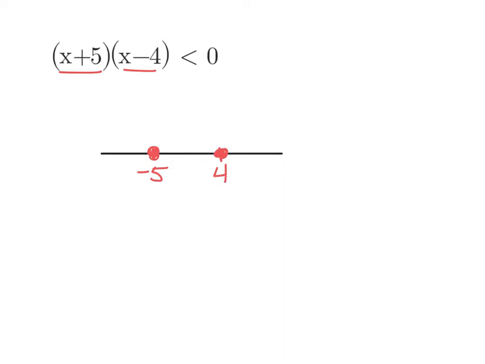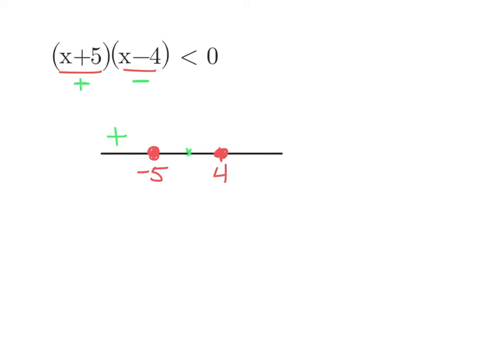Then we go back and test each interval. So I pick a number that's very negative, like negative a billion. Negative a billion plus 5 is negative. Negative a billion minus 4 is negative. So negative times negative would leave us with a positive number. Then pick something in between the two, like 0. 0 plus 5 is now positive. And 0 minus 4 stays negative.